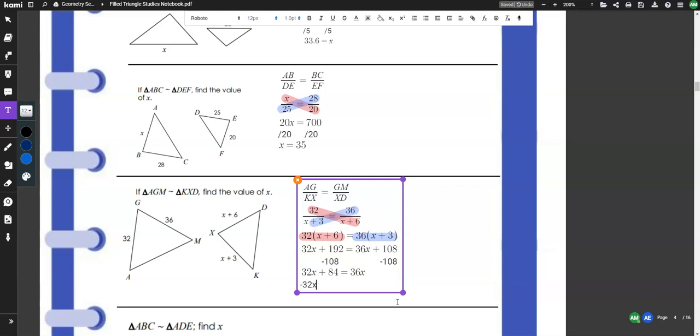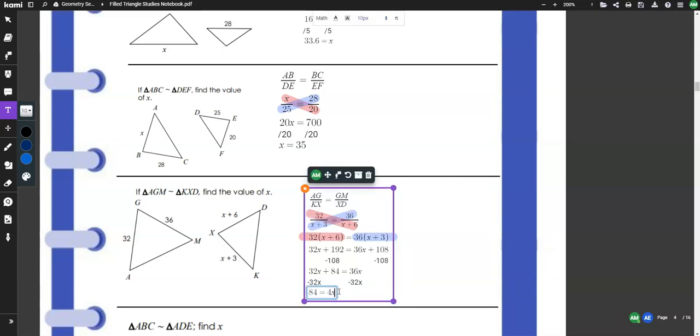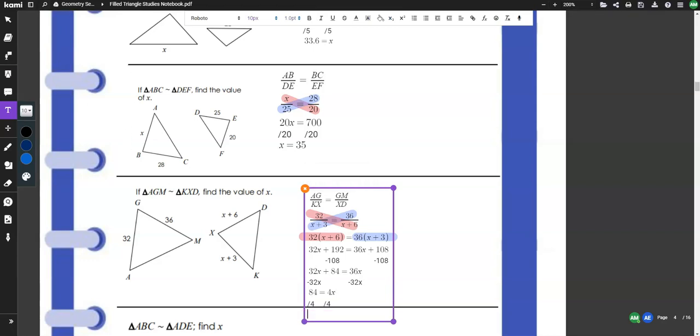We need to subtract the 32x now from both sides, sorry. My brain went a little haywire there for a moment. Which will leave us with 84 is going to be equal to 4x, because 36 minus 32 is 4. And finally, last step, we're going to divide both sides by 4. And that is going to give me 21. So x is going to be equal to 21.